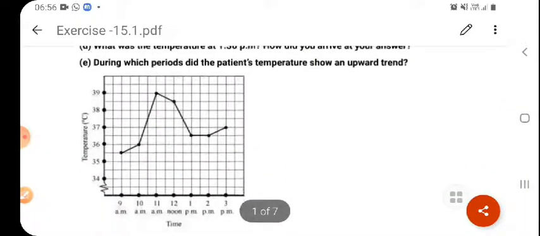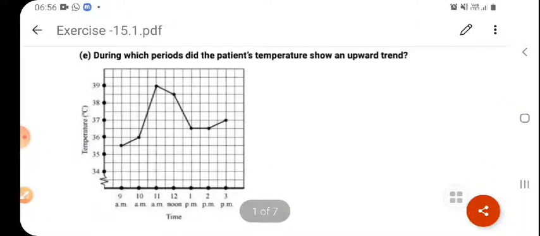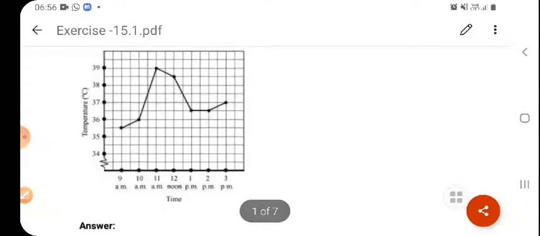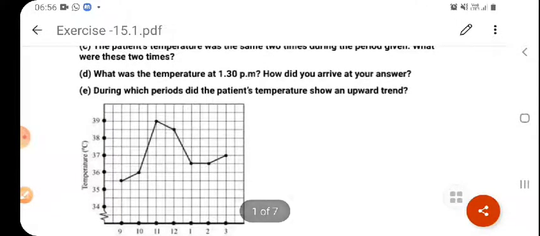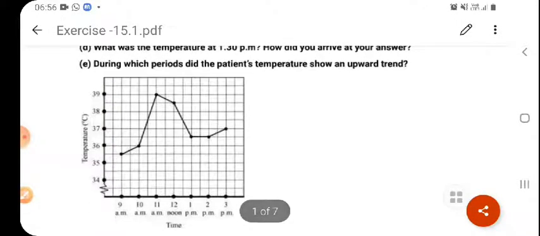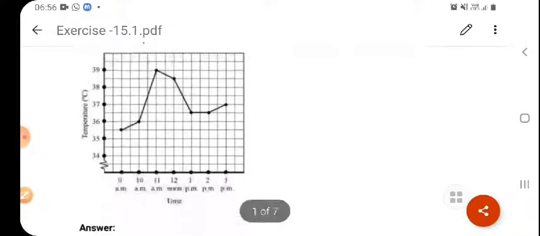It shows the upward trend starting from 10 a.m. to 11 a.m. Okay, 10 a.m. to 11 a.m. it shows an upward trend. So this is the study of the graph. You can see from the graph and give the different answers.